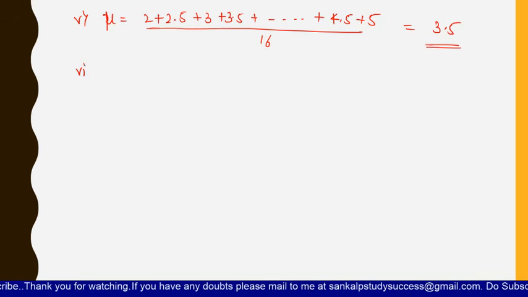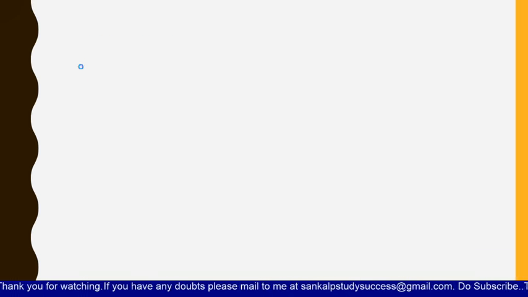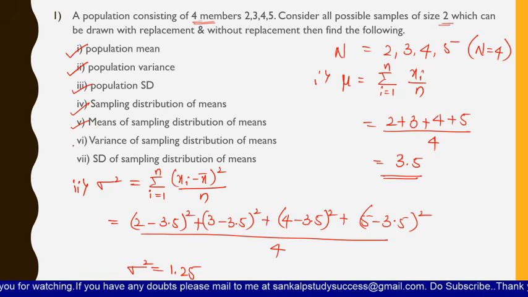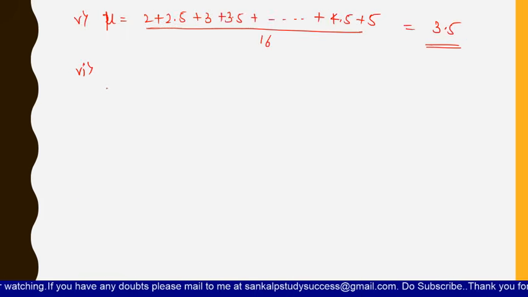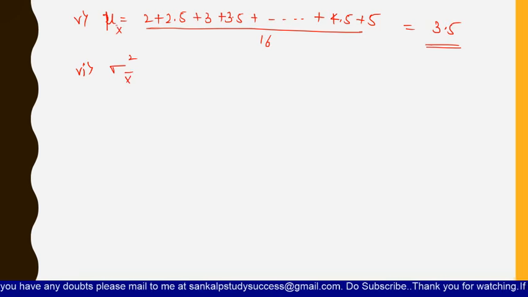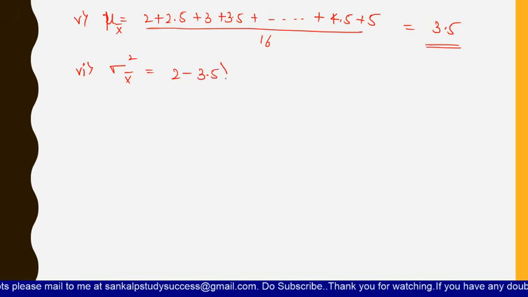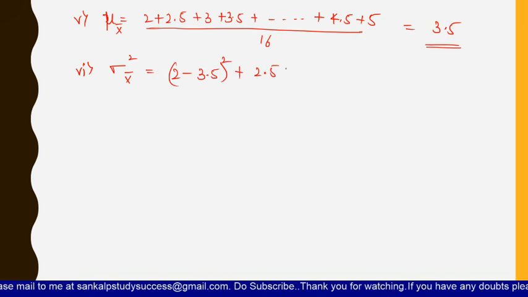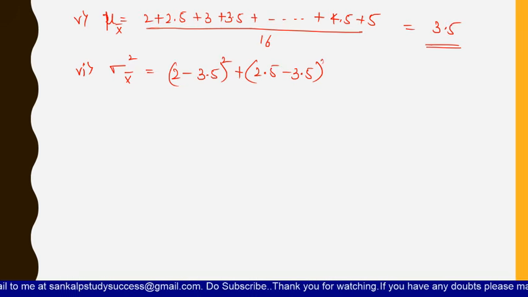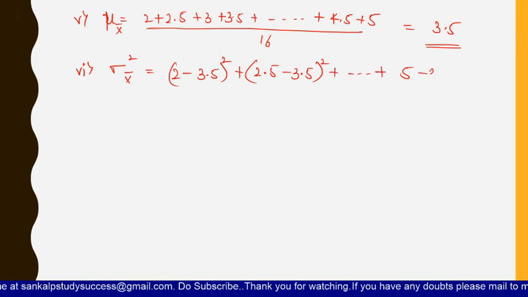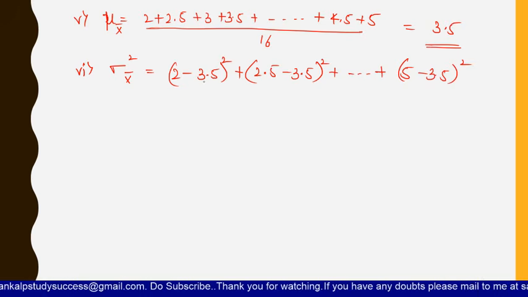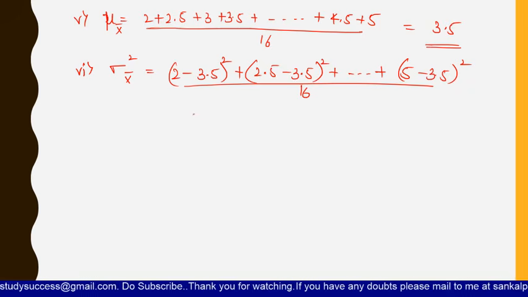And now coming to the sixth one. What is the sixth one we have? Variance of the sampling distribution of means. You have to find out the variance. That means sigma square x bar, right? Because it is a sampling distribution. So here sigma square of x bar is 2 minus 3.5, the mean, whole square, plus 2.5 minus 3.5 whole square, plus and so on like this up to 5 minus 3.5 whole square, and divide by 16.